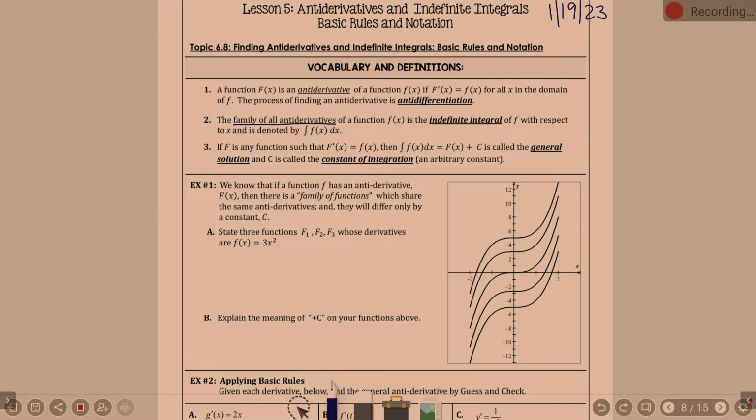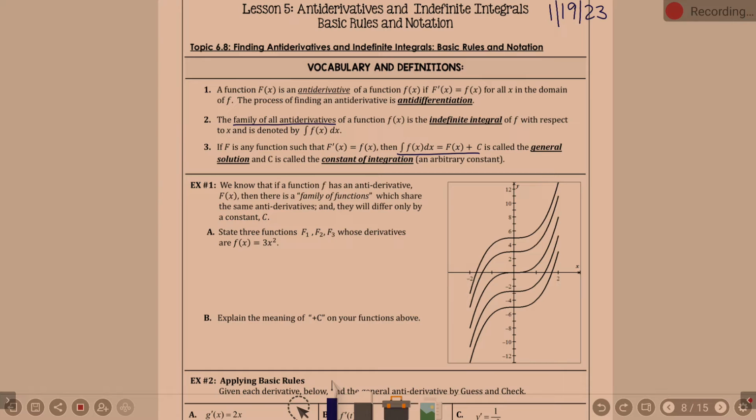If F, the antiderivative, is any function such that the derivative of the antiderivative equals f, then notice what it says here. The integral is equal to the antiderivative plus c, and that is called your general solution. And c is called the constant of integration. It's some arbitrary constant. It could be a lot of different things, and we don't know what it is. So an indefinite integral is going to have multiple different possible answers, and we recognize that by putting a plus c there.